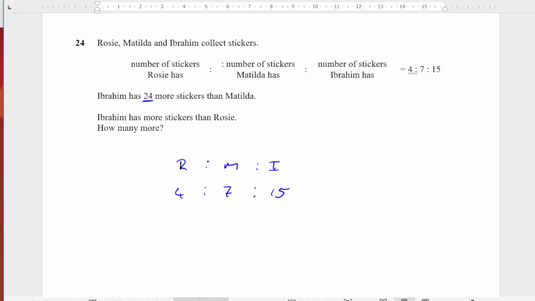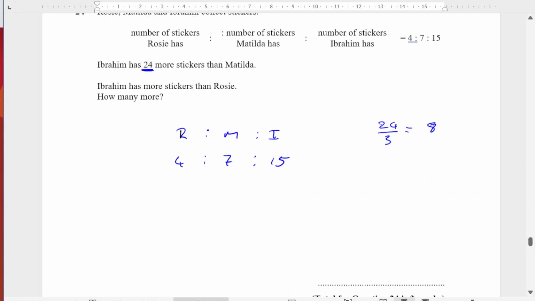The information is I has 24 more stickers than M. So he's got 3 more parts. So 24 divided by 3 is going to be equal to, each part was going to be 8. So each part is 8 stickers. I has more stickers than Rosie. How many more stickers? Well, he's got 11 more parts. So it's going to be, so I've done this division the wrong way around.